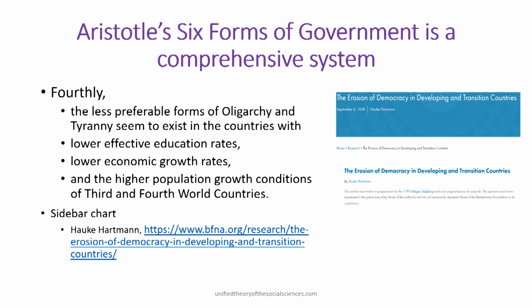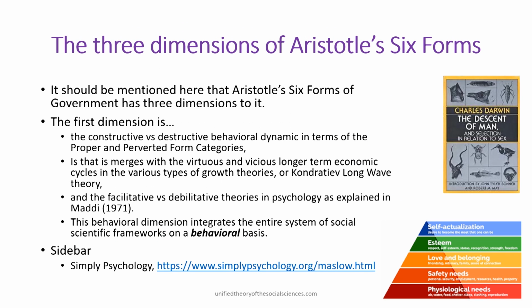Fourthly, the less preferable forms of oligarchy and tyranny seem to exist in countries with lower effective education rates, lower economic growth rates, and higher population growth conditions of third and fourth world countries.